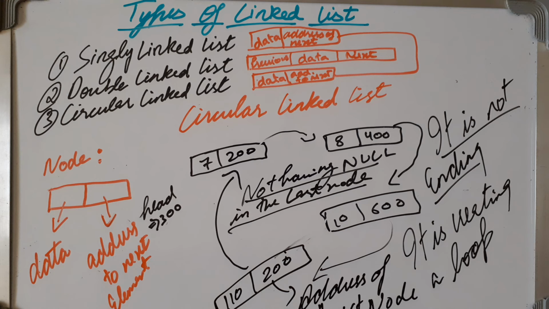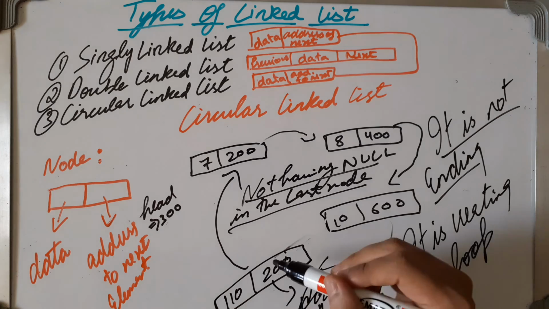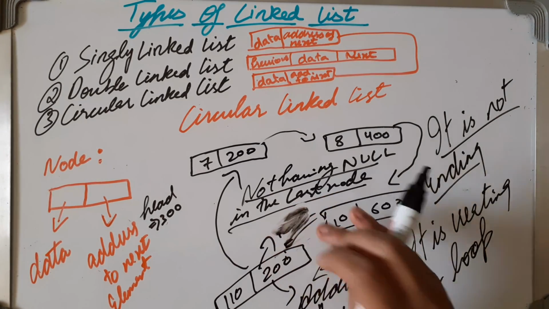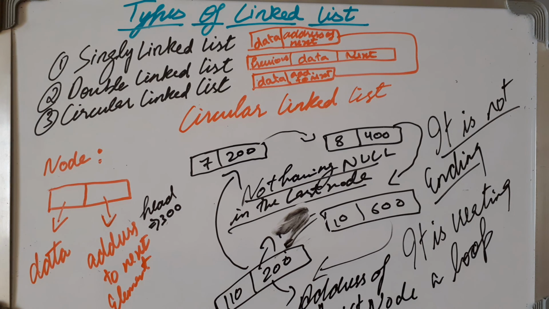Okay guys, this is called a circular linked list. In this, the address or reference in the last element is not null, it is having the reference of the first element. That's why it is called a circular linked list. It is different from the single linked list. A single linked list is having a null in the last node, it is not having any address to any element.